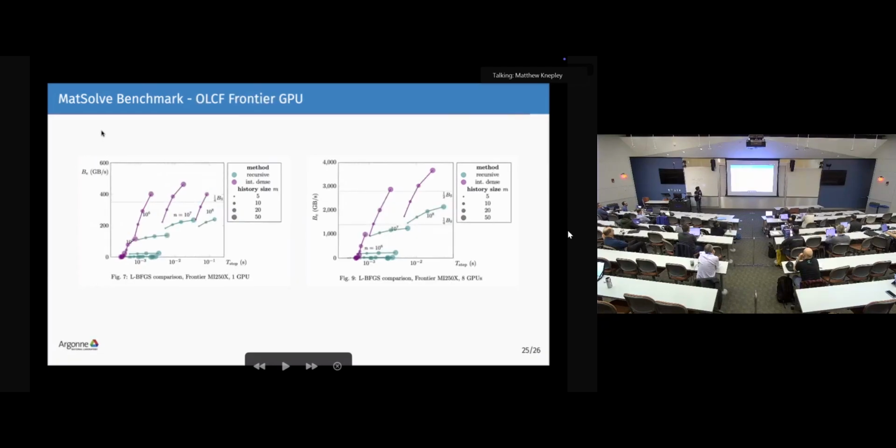And then for Frontier, Frontier has 8 GPUs per node, and a little bit more memory. So we didn't get to do the 10 to the 8 on the Polaris A100, but we could do this on Frontier. You could see almost 100% improvement on effective bandwidth on 1 GPU, and also on the 8 GPU case for the Frontier AMD GPUs.